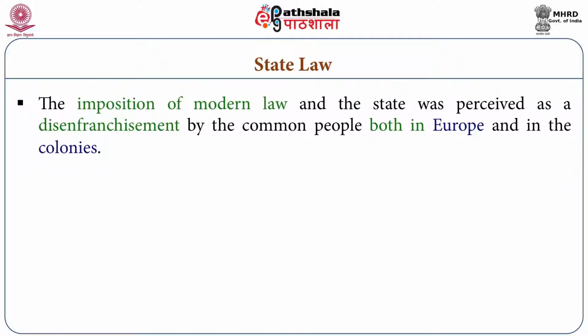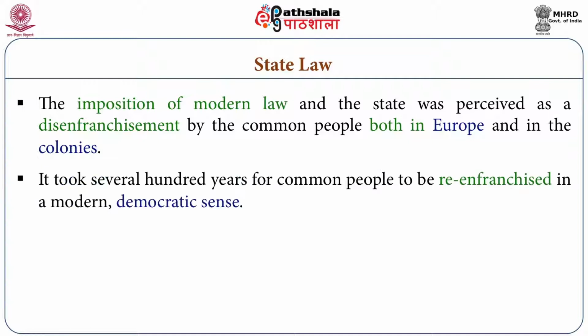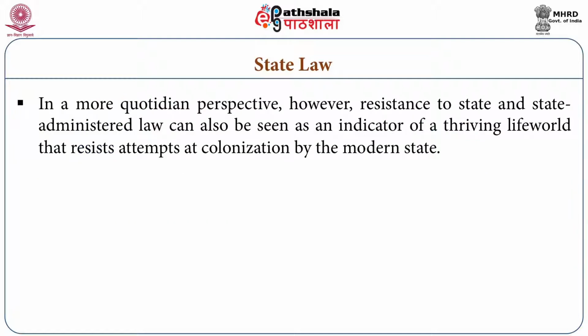So this imposition of modern law and the state as an absolute state was perceived as a disenfranchisement by the common people, not only abroad through the colonies, but in Europe itself. It took several hundred years for common people to be re-enfranchised into the new organization of the modern democratic state. In a more quotidian perspective, however, resistance to the state and state-administered law can also be seen as an indicator of a thriving life world that resists attempts at colonization by the modern state.